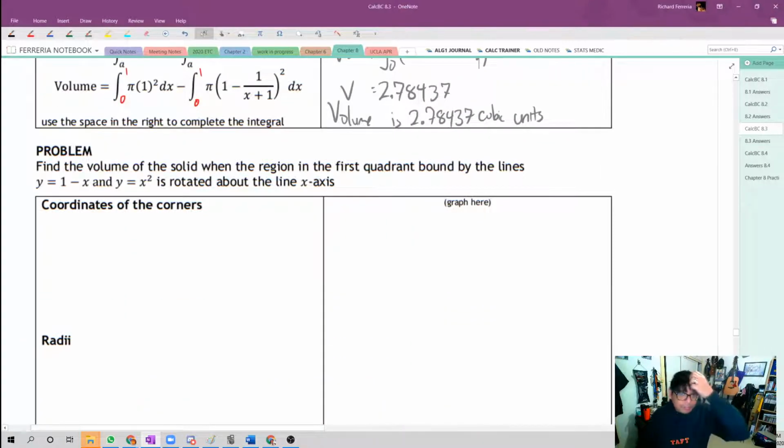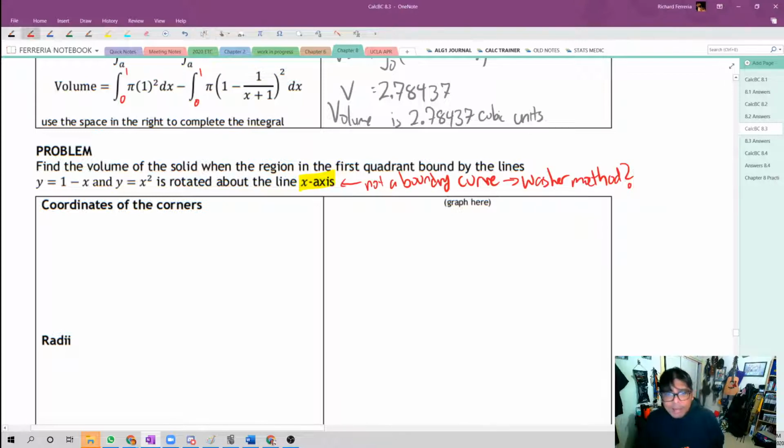Okay, let's try this one. Find the volume of the solid when the region in the first quadrant bound by the lines y equals 1 minus x, y equals x squared, is rotated about the x-axis. Okay, so right now I notice that the x-axis is not a boundary curve. So that instantly makes me think, is this a washer method? Let's graph to see this. Probably don't need to use a calculator to graph this one, but I'm going to go ahead and do that just for the visuals.